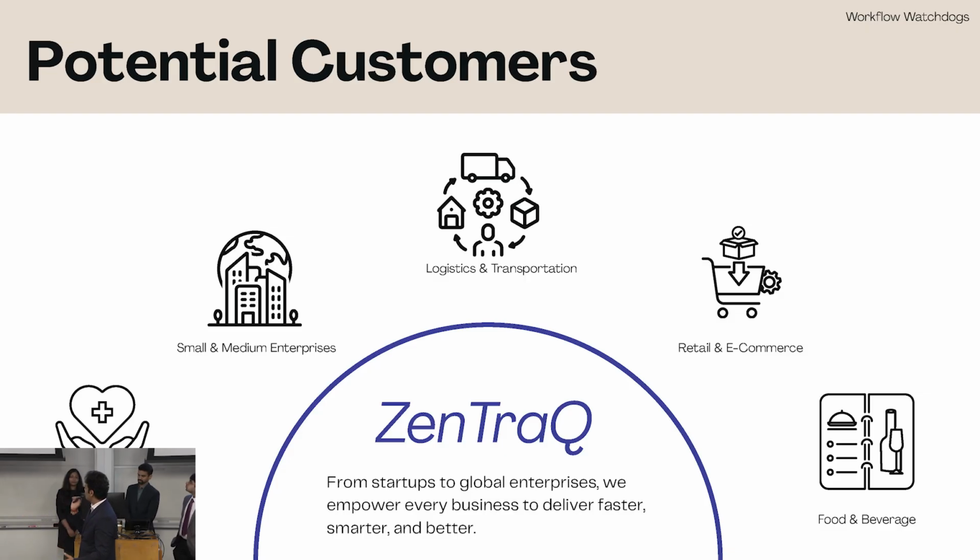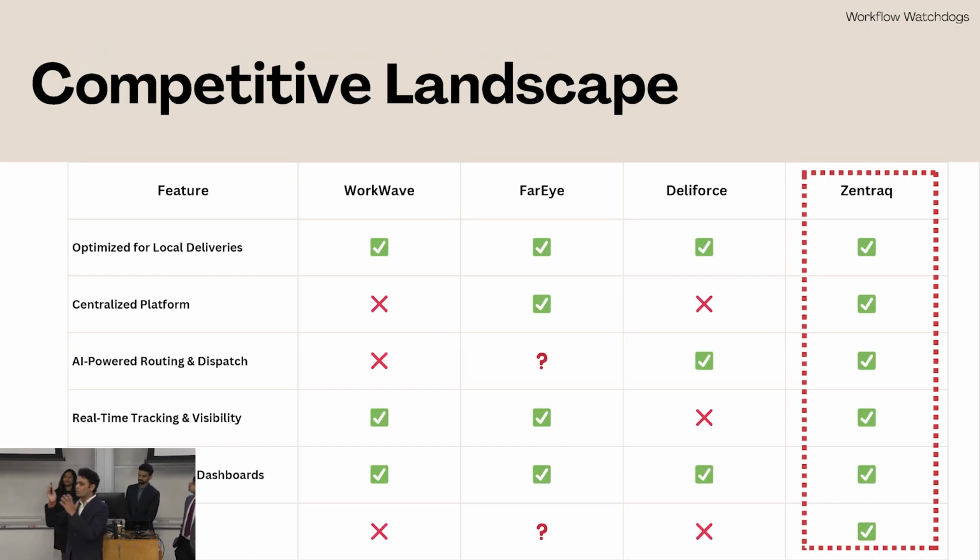And now we'll be showing you who the other competitors are and why we stand out in this field. When you look at this simple chart, you can see we are the only platform that ticks all the boxes. We are a platform optimized for local deliveries, we are AI powered, and yes, we have sustainability built in.